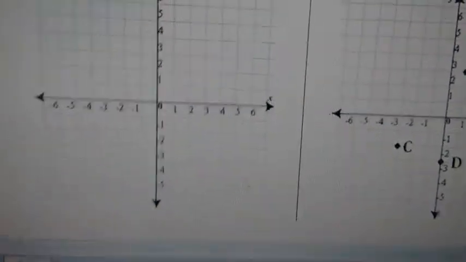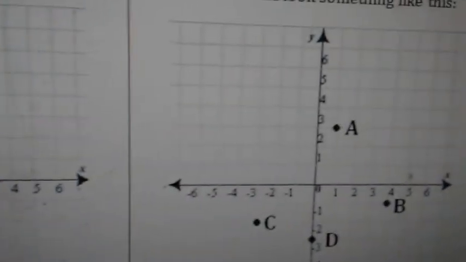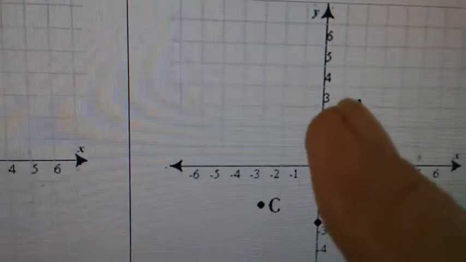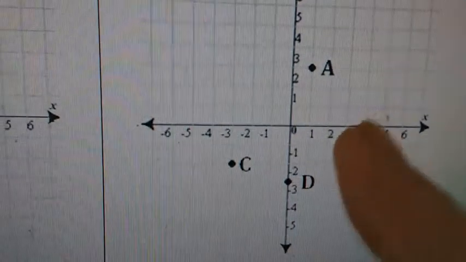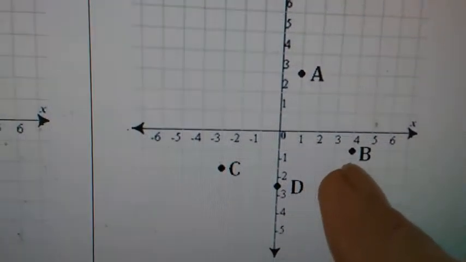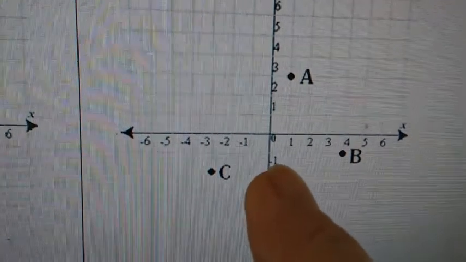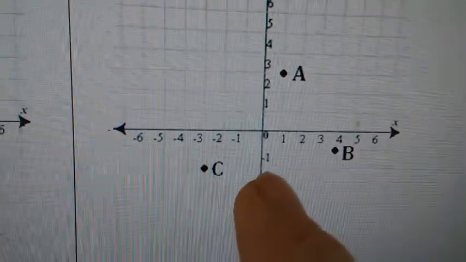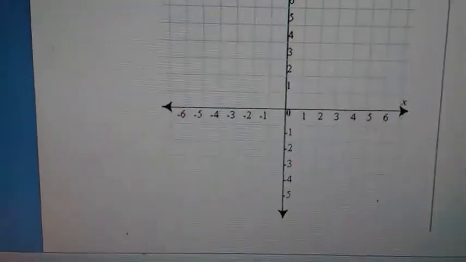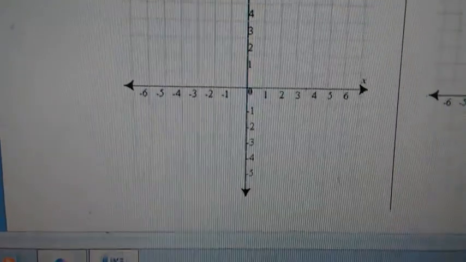So A, they actually plotted wrong. If you look closely, it's 1, 2, 3 up. But they put 1 comma 2. They wanted the 2 up. It should have been there. B is 4 comma negative 1. See, their things are not matching up with the graph paper. That's one of their problems. Okay. Anyway, you get the idea of how they plot them. Notice this one, D was 0 comma negative 3. So you stay on the axis. That's 0. Negative 3 would be down there somewhere.